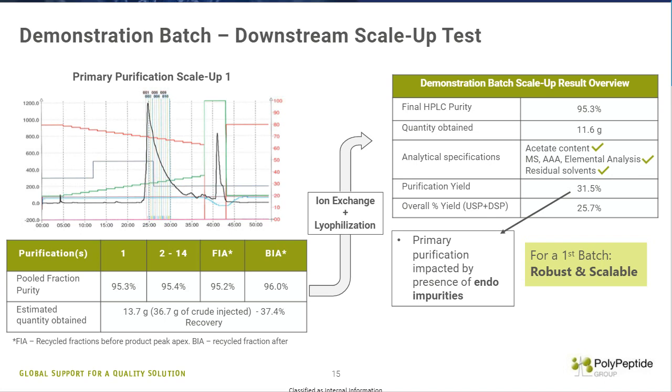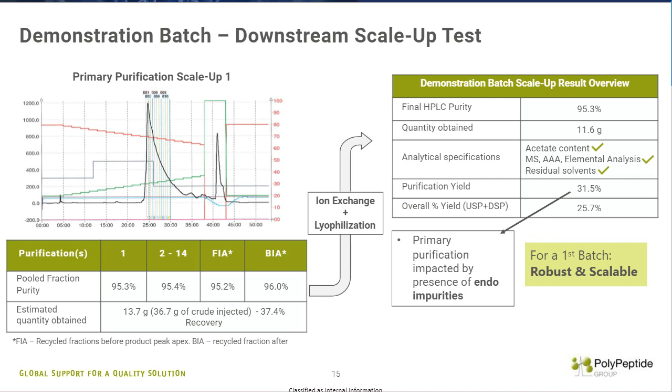So from the overall process, if we take all the steps into consideration, we had an overall yield of about 25%, which is quite good and quite robust in terms of a demonstration batch, in terms of a first try essentially. But we did note that for the primary purification, our yield was relatively low, about 31%. And this mainly comes down to the fact that we had quite a lot of these endo impurities present in our crude. So this made the primary purification step a bit difficult. We did have to sacrifice some fractions that contained pure product.